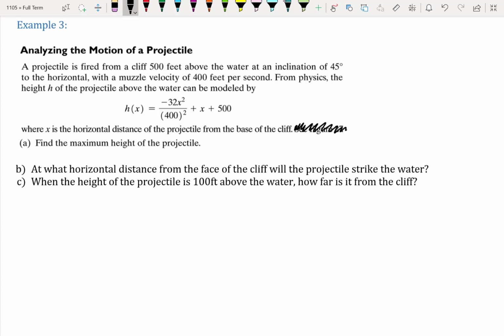A lot of this is fluff. We don't need any of that. You only start to care when they say, this is this, this is this, here's a formula, here's an equation, x means this, y means this. That's all we care about. So it tells us height is h, and x is horizontal distance, and it gives us our equation.